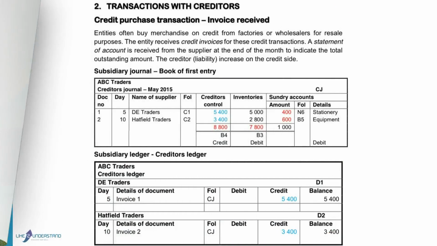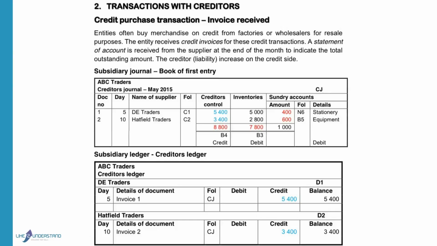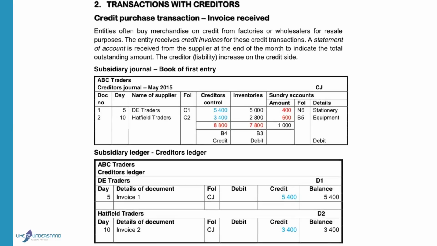Good morning. We will pay attention to the transactions that we have with creditors. Credit purchase transaction is the first transaction that we will have with a creditor. When we buy goods on credit, we will receive an invoice.